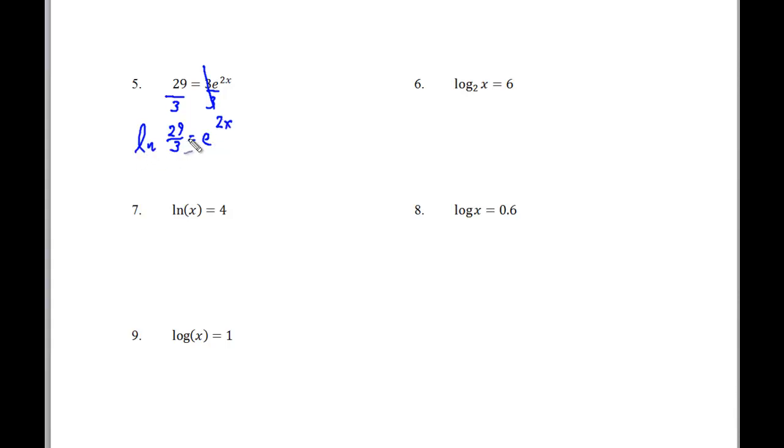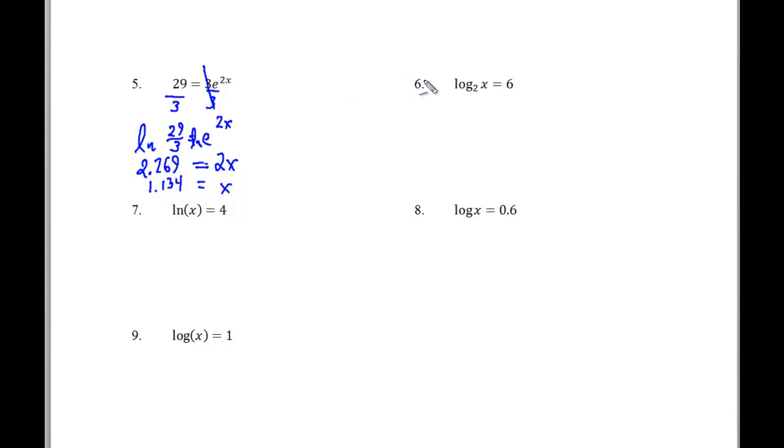So if I take the natural log of both sides, since the natural log is the log base e, the e simplifies to 1, and the 2x is brought out in front using our power rule. The natural log of 29/3 is going to be 2 and 269 thousandths. Dividing both sides by 2, x is equal to approximately 1 and 134 thousandths if you rounded this number.